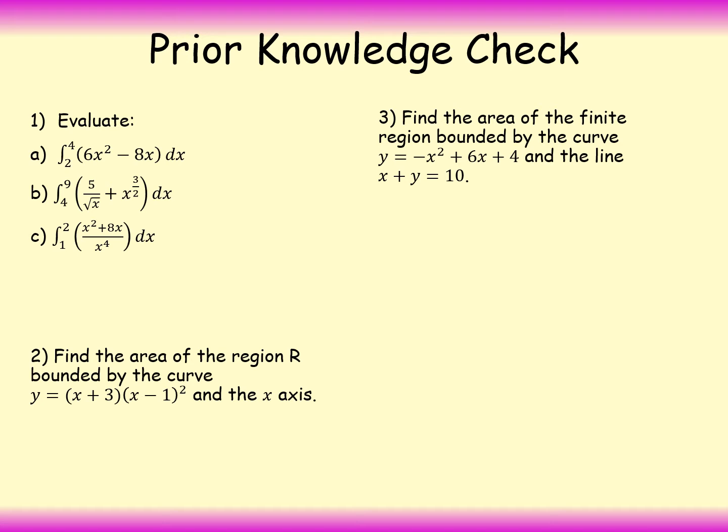As a prior knowledge check, you could pause the video and have a go at these 3 questions. As you know, for prior knowledge we do this because you need to know this basic stuff in order to do this chapter. So for question 1a, 64, b 472 over 5, c 7 over 2. Question 2, 64 over 3, and question 3, 125 over 6.